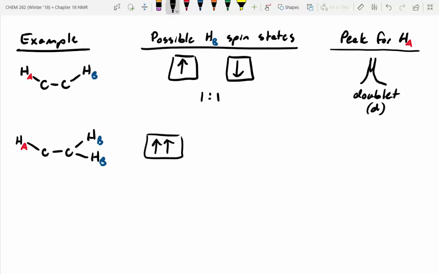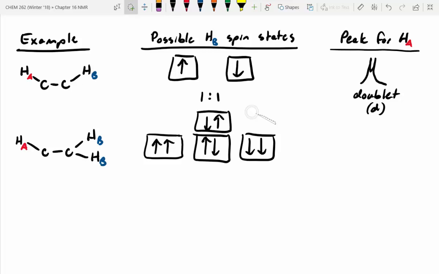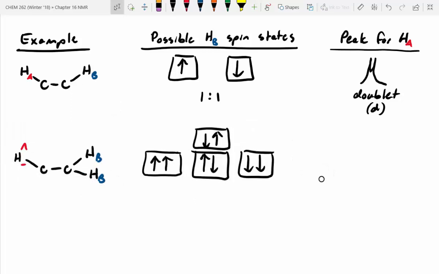One possibility is they're both spin up. What's another possibility? Both spin down. Or we could have one of them up, the other one down. Or alternatively, one down, one up. I'm actually going to slide this down. In terms of the statistics, this is going to be a 1 to 2 to 1 ratio for the possible spin states.